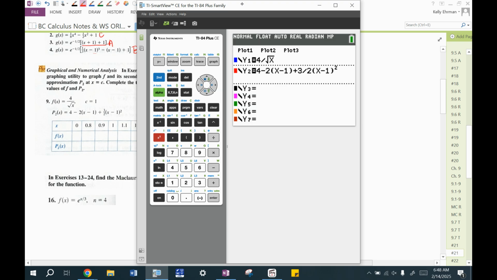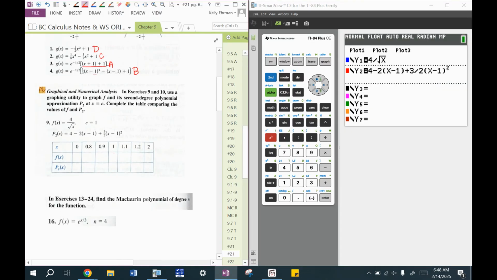So take a look at this table before I switch to filling in the values. The table is centered at 1. This is where both functions should be exactly the same. I don't need the calculator for this because when I plug 1 into f of x, I get 4 over square root of 1. When I plug 1 into p of x, these terms drop away because 1 minus 1 is 0, and I just get 4. So remember, the center is the point of tangency. The function and the approximation polynomial are exactly the same at the point of tangency, and as we stray from that, we're going to get further and further apart.